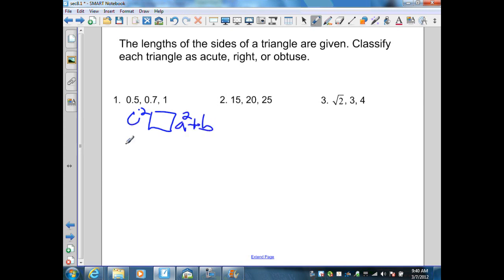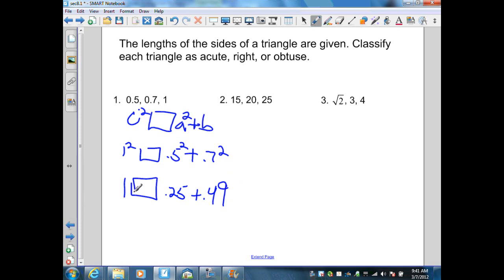The longest segment is c, therefore 1 squared. A squared is going to be 0.5 squared, and b squared is going to be 0.7 squared. That gives me 1 compared to 0.25 plus 0.49. Therefore, when I simplify the right side, 0.25 plus 0.49 is 0.74. Therefore, 1 is greater than 0.74, so this triangle would be obtuse.